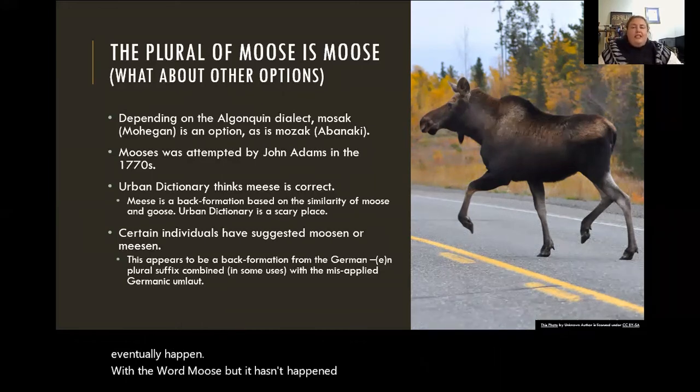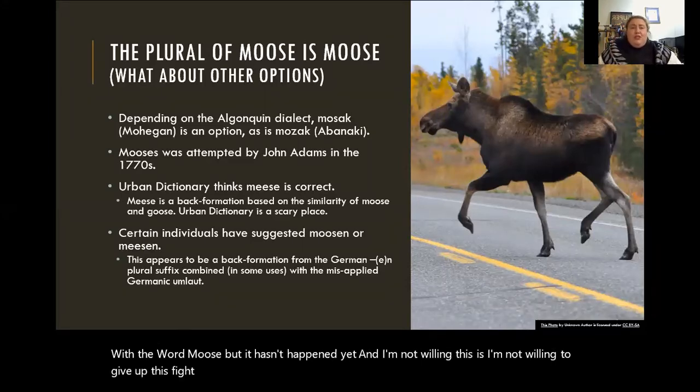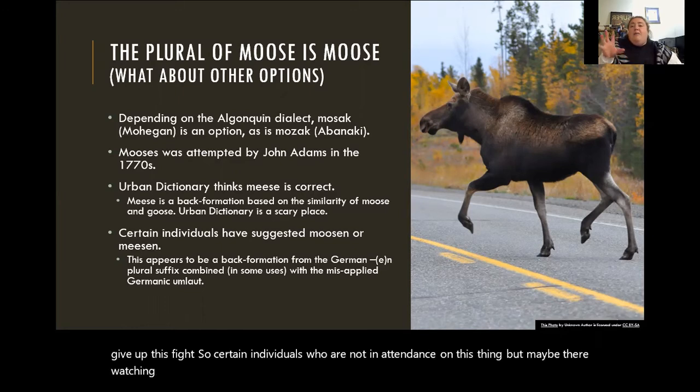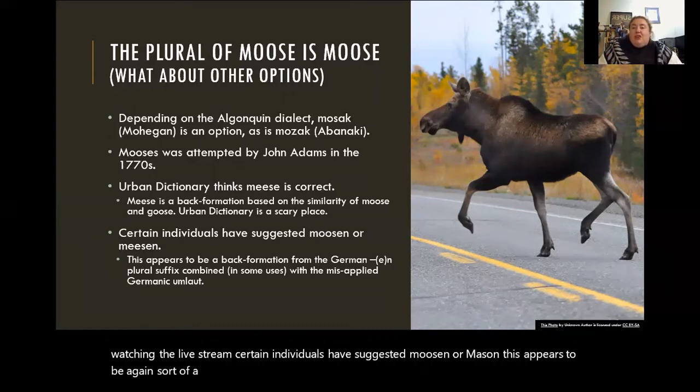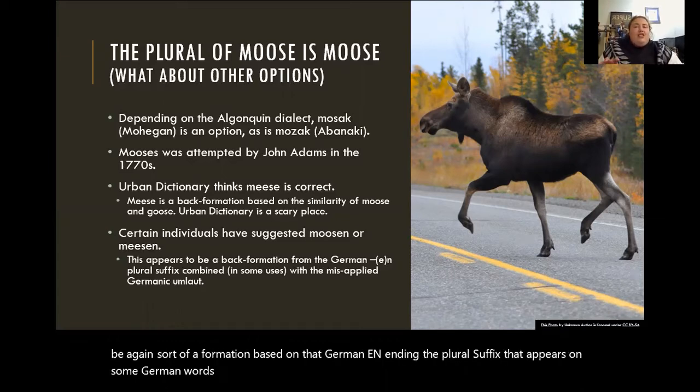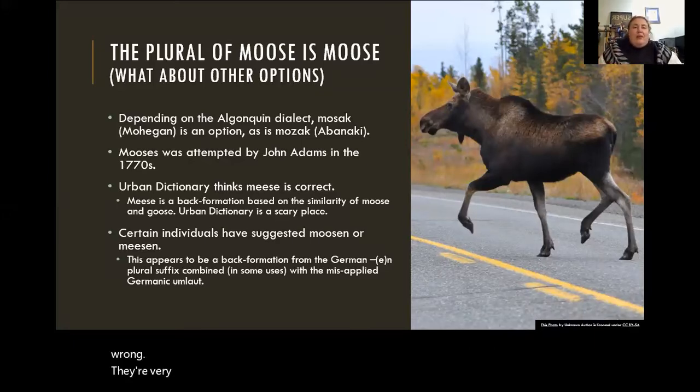And I'm not willing to give up this fight. So certain individuals who are not in attendance on this thing, but maybe they're watching the live stream, have suggested moosen or miesen. This appears to be, again, sort of a formation based on that German en ending, the plural suffix that appears on some German words, with a misapplied Germanic umlaut. These people are very wrong. They're very incorrect, and I don't know how to help them.